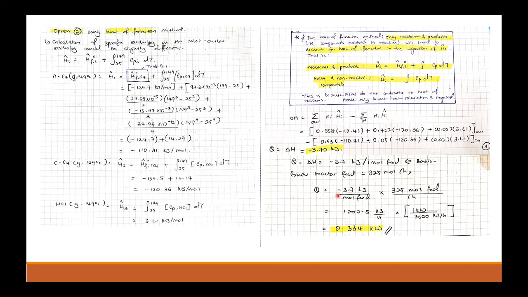The question asks us to find the delta H for 325 moles per hour in the feed. So we multiply it by 325 moles in feed per hour, and this leaves us with this value. Convert it into kilowatts with this conversion factor, and we get 0.334 kilowatts.